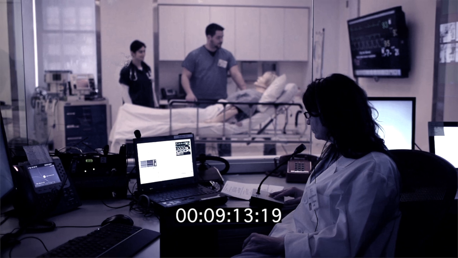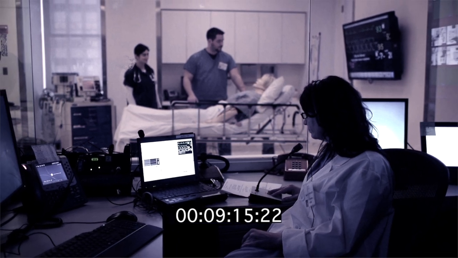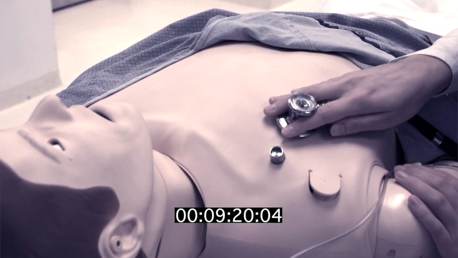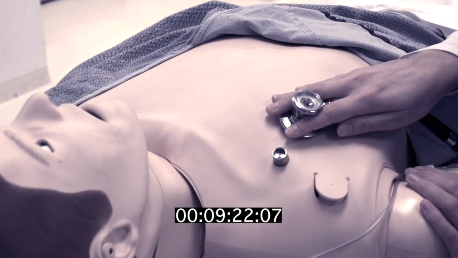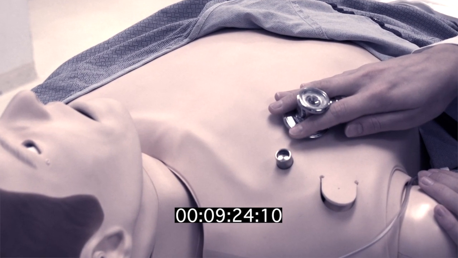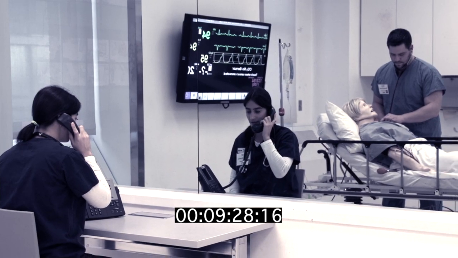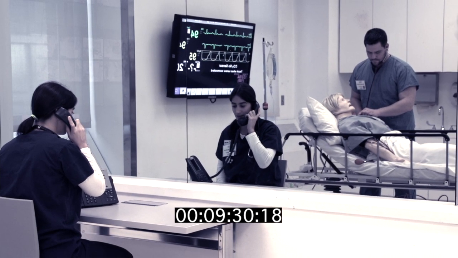However, the instructor should review capabilities and limitations of the simulation space and equipment. For example, whether the simulation mannequin has pulses or respiratory and bowel sounds. The instructor should also review the location of the telephone or other ways to call for help, and the location of any other essential equipment.